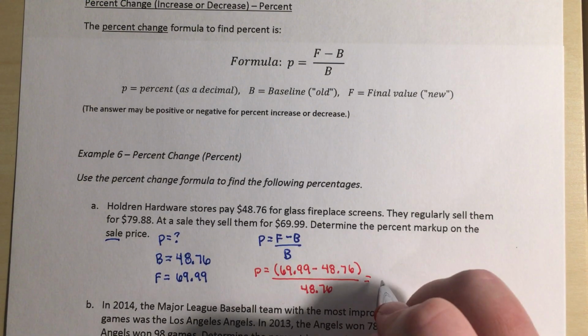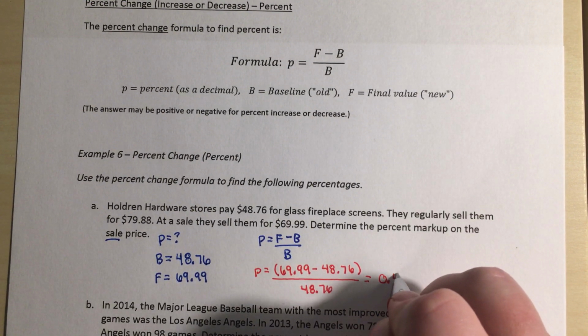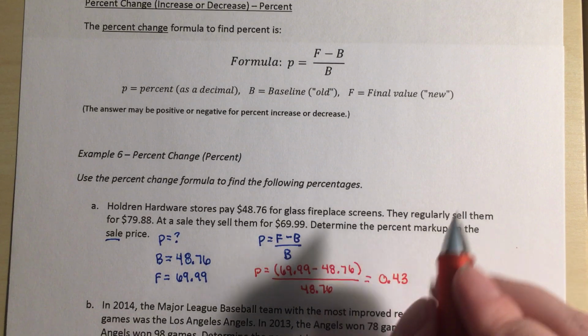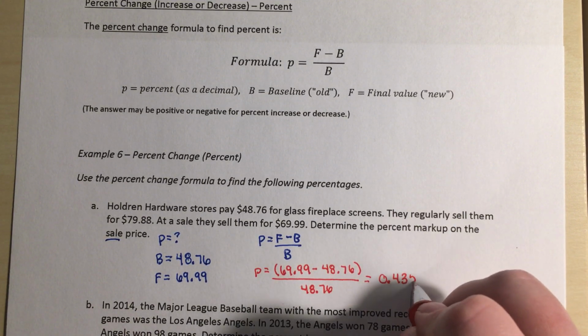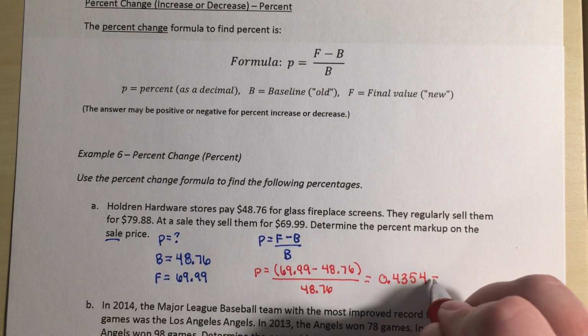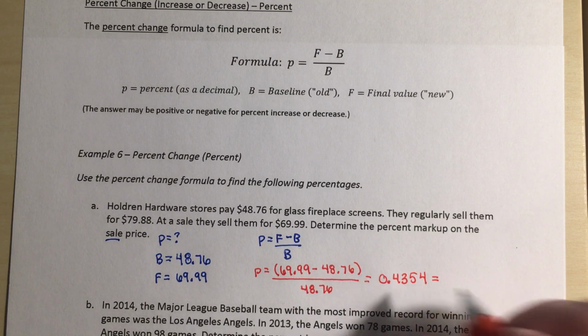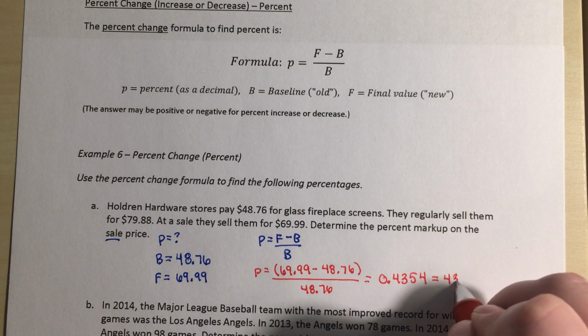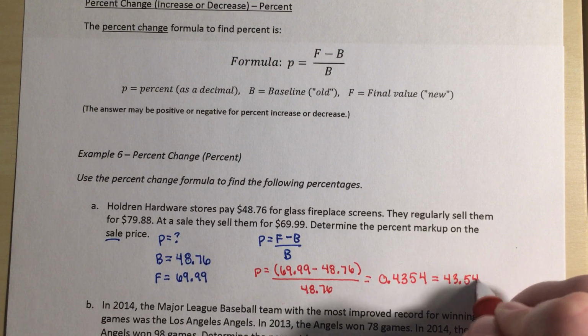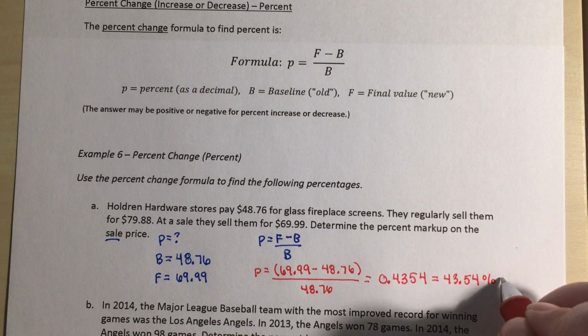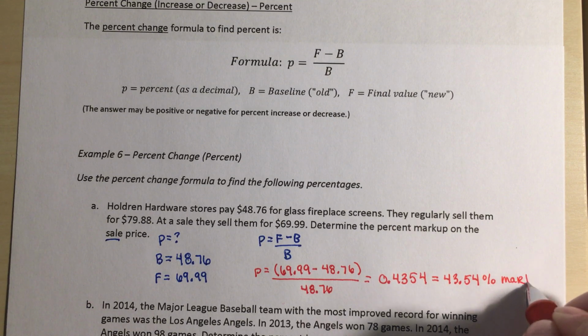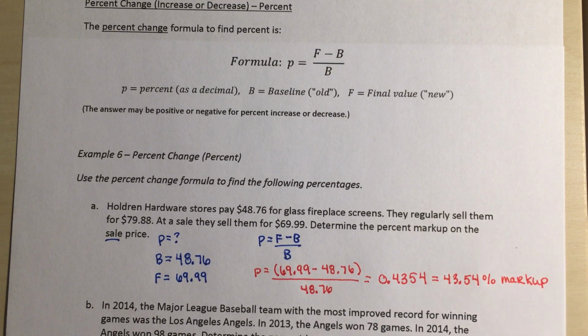Right, so either way we work it out, whether we do it in 1 step or 2, we're going to get 0.4354. Again, we want our final answer to be a percent. So remember, we need to shift that decimal point 2 places. So we have a 43.54% markup. Right, and that is an increase because we have a positive answer.